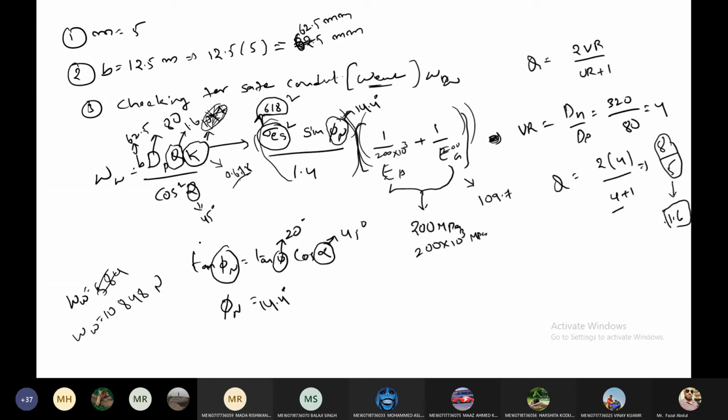So to check whether it is safe or not, what is the condition here? Wear load should be greater than the tangential load for safe condition. So see here, our W load we got 10,848 and our WT value we got 358. By comparing the values, 10,848 is greater than 358. So hence the design is safe.